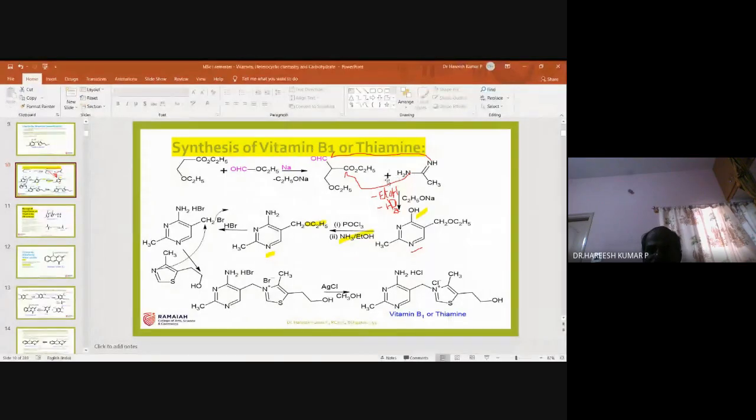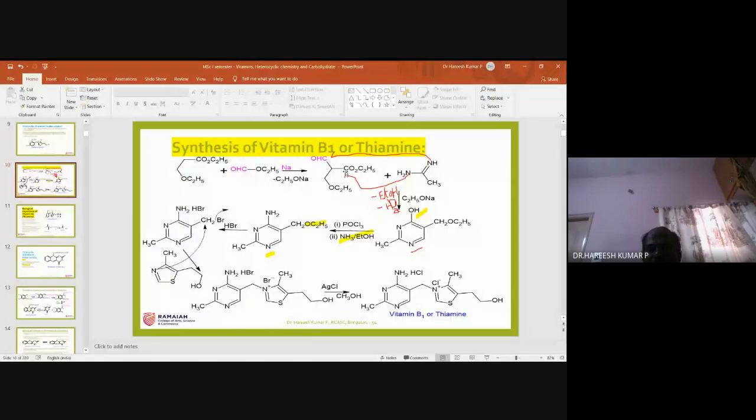When amidine is treated with this, you know that this is a carbonyl, and this is also a carbonyl, so it is a 1,3-dicarbonyl compound. When amidine is treated with a 1,3-dicarbonyl compound, we will get a pyrimidine substituted product. How is this obtained? There will be a new bond formation between this carbon and this carbon.